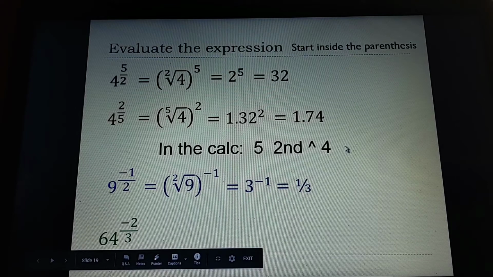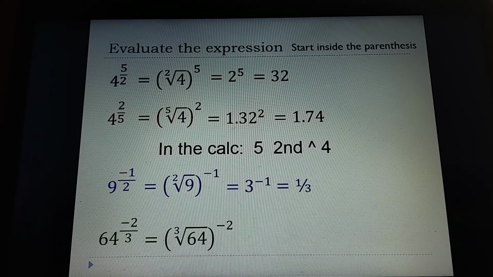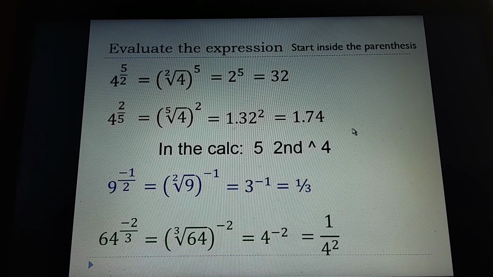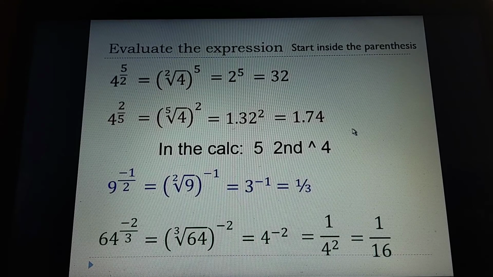Okay, 64 to the negative 2/3. First rewrite it: I have the 3rd root of 64 to the negative 2. Go to your table, and under the x cubed column, find 64. Go all the way over to the left, and you find 4. So now I have 4 to the negative 2. Take the reciprocal of 4, which is 1/4. So I have 1 over 4 squared, which is the same as 1 over 16.